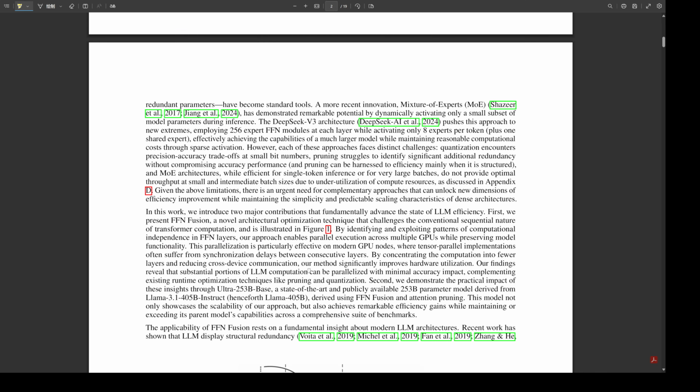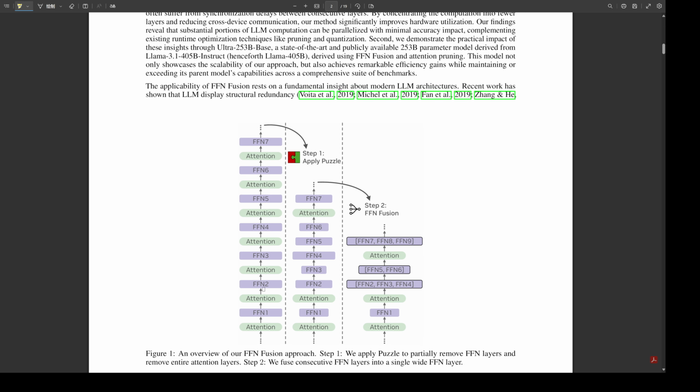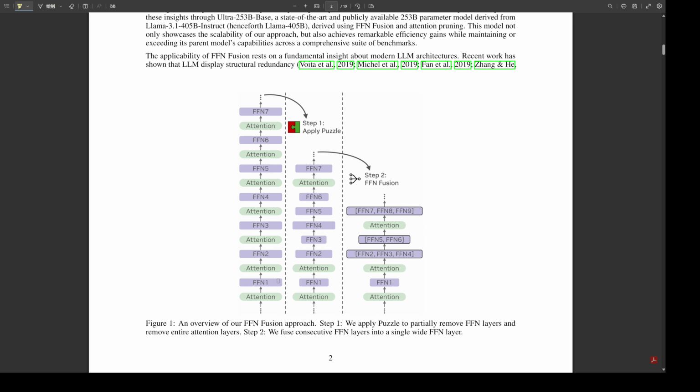Then there's pruning, where you're trying to remove redundant connections within the network. The idea is that those connections aren't really contributing much to the final output. So you can just get rid of them and have a smaller, more efficient model. But finding those redundant connections gets harder and harder the more optimized the models already are.